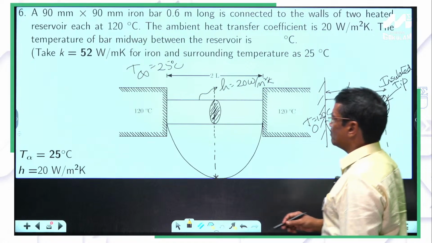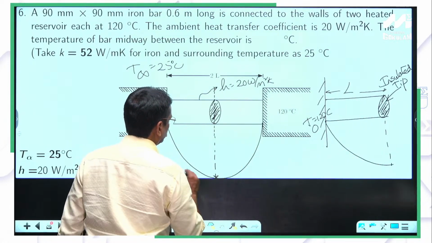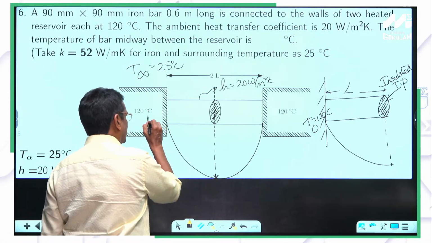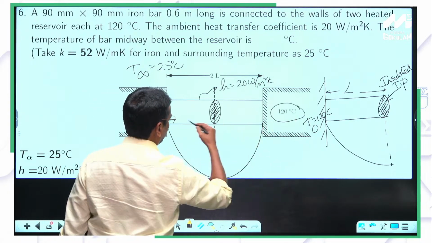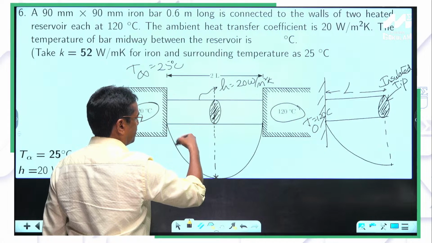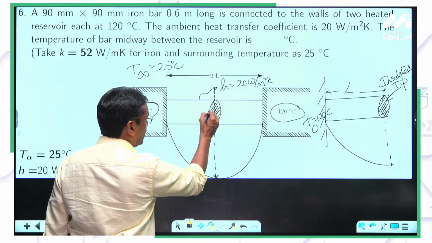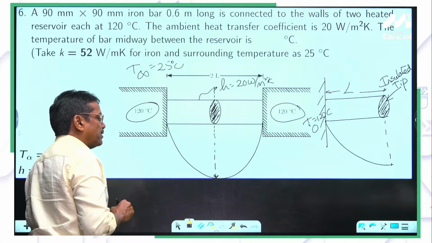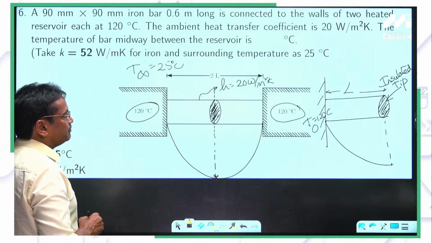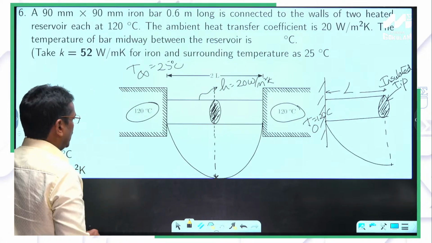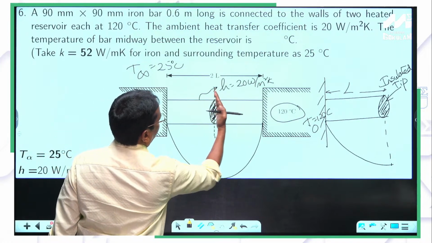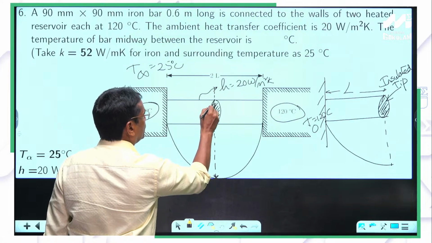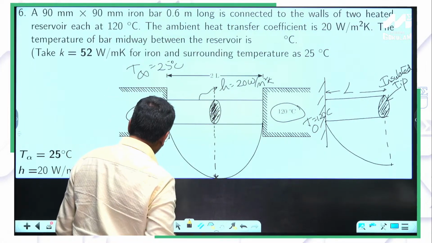For this insulated tip case, from the symmetry, this is the temperature profile along the length of the rod. This side 120, this side 120. From the symmetry, we get the temperature profile like this, where at the mid plane of the rod, temperature is minimum. What is the temperature we need to calculate? If you cut off here and remove, the temperature at the mid plane will be the minimum. That mid plane can be considered as an insulated tip case.